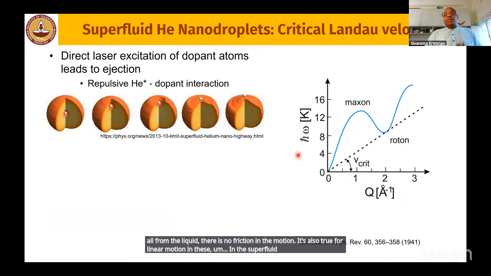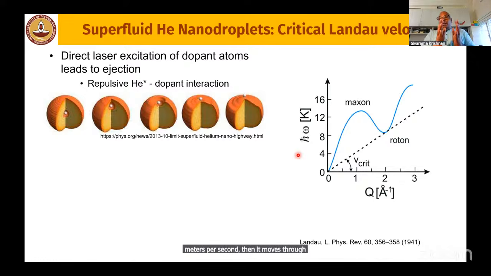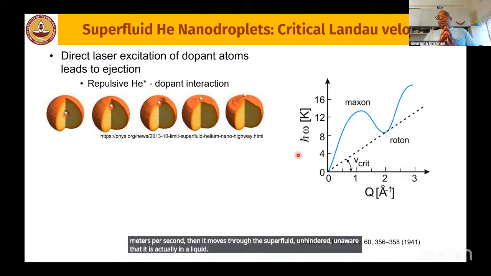where in some sense there is a critical Landau velocity which exists, which essentially means that if I take a little ball, a bead, or whatever, and throw it in a fluid, and the velocity of this bead is less than 60 meters per second, then it moves through the superfluid unhindered, unaware that it is actually in a liquid. There is no viscosity that it encounters at all. So this is quite intriguing as a macroscopic effect.